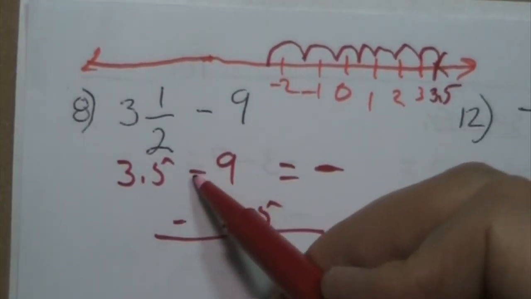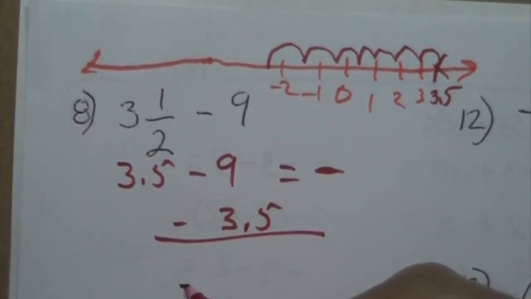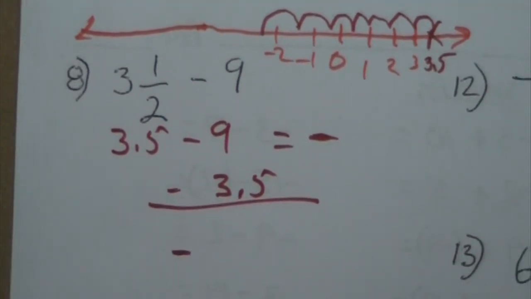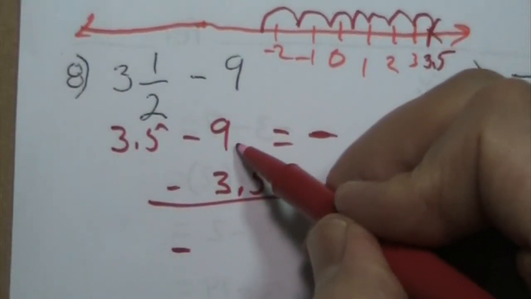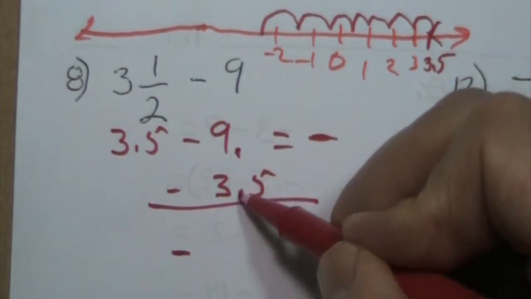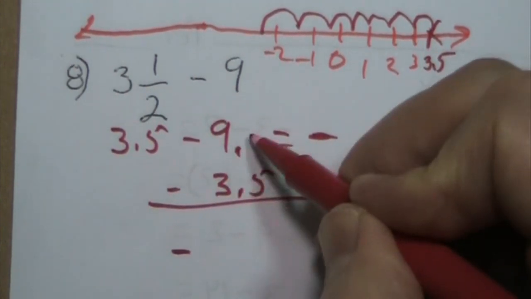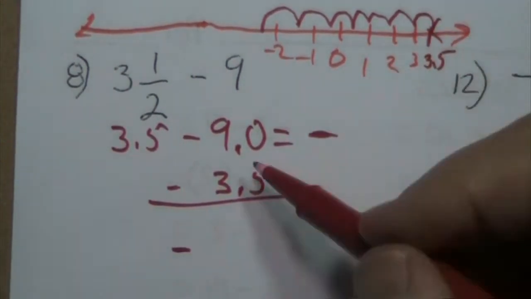Okay, so you can forget about the negative now. I know my answer is negative. All right, so notice that I've got to line up the decimals. That's where some students make mistakes. Add a 0. Okay, I'm going to have to borrow.